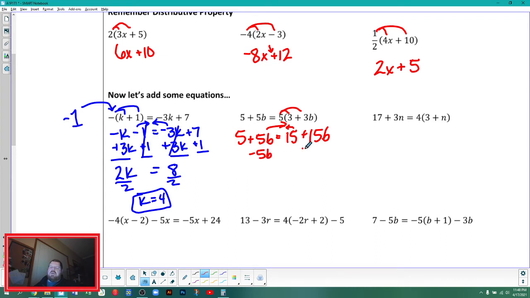Subtract 5b, subtract 5b, subtract 15, and subtract 15. A lot of 5s. 5 minus 15 is negative 10. The b's cancel, 15's cancel. 15 minus 5 is positive 10. Divide both sides by 10. Get negative 1 is equal to b.